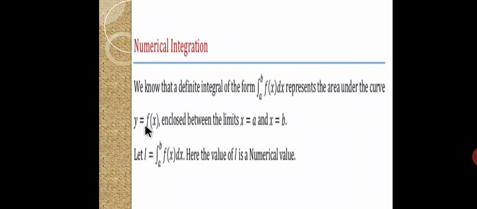We know that a definite integral of the form integral a to b f of x dx represents the area under the curve y is equal to f of x enclosed between the limits x is equal to a and x is equal to b. So we have to find the area of this curve. Let the range of the given curve be a to b. Let I is equal to integral a to b f of x dx. Here the value of I is a numerical value.